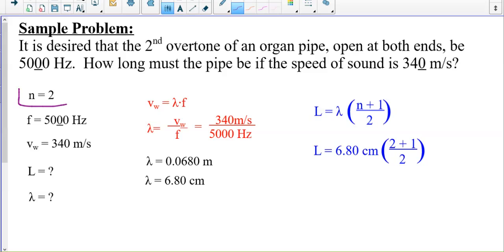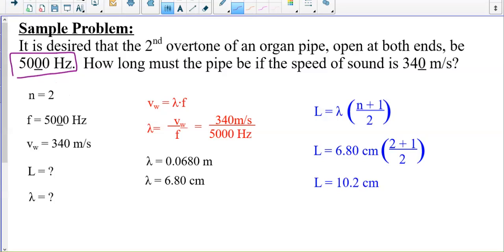I'm in my second overtone, so where n is, I'd put the number 2. So 2 plus 1 is 3. 3 divided by 2 is 1.5. 1.5 times 6.8 will give you 10.2 centimeters. So it's not an overly long instrument, but again, we are at 5,000 hertz, so I would expect it to be pretty short. So that's just an example of how to do open at both ends.